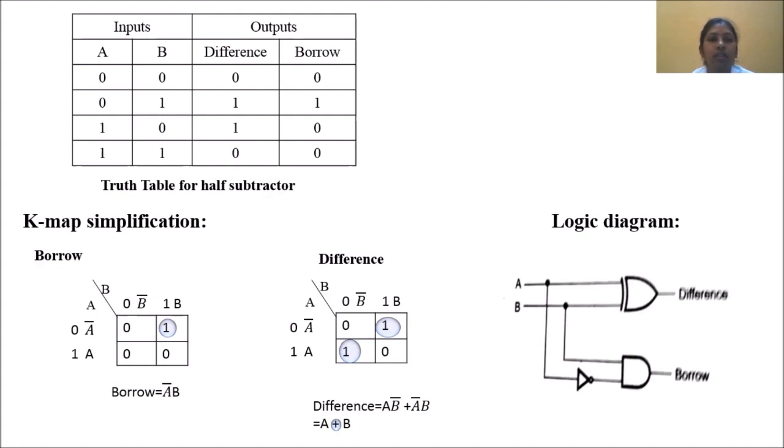So these zeros and ones have to be filled up in the K-map for simplification and arriving at the Boolean expression. So two different K-maps were drawn for the difference as well as for borrow. So borrow expression is A bar B and difference expression is A XOR B. So for these two equations, we can draw the logic diagram.